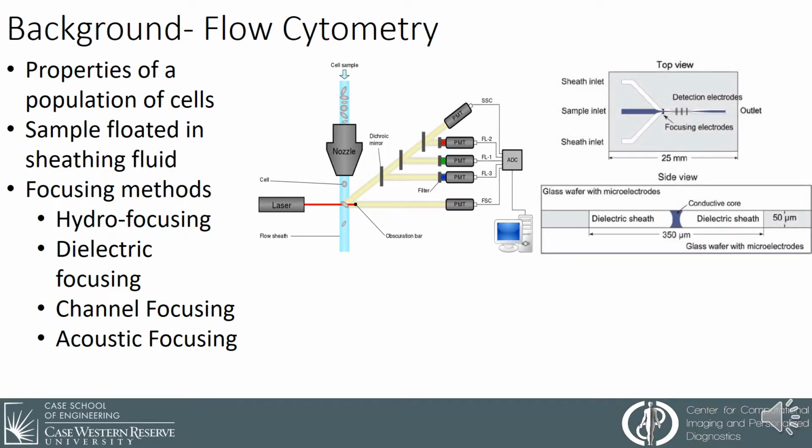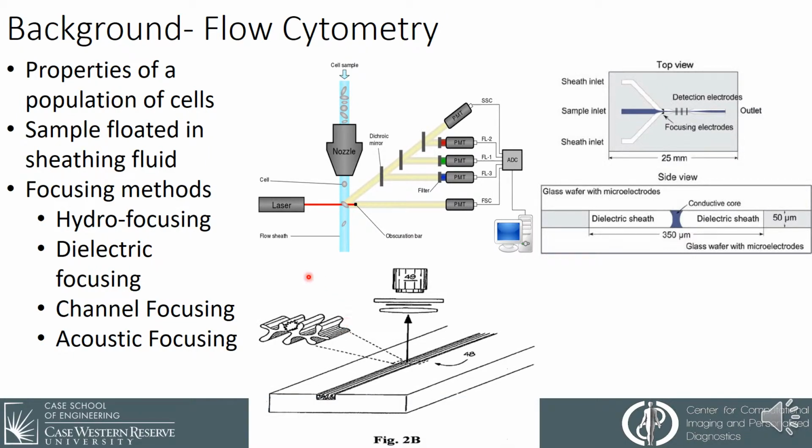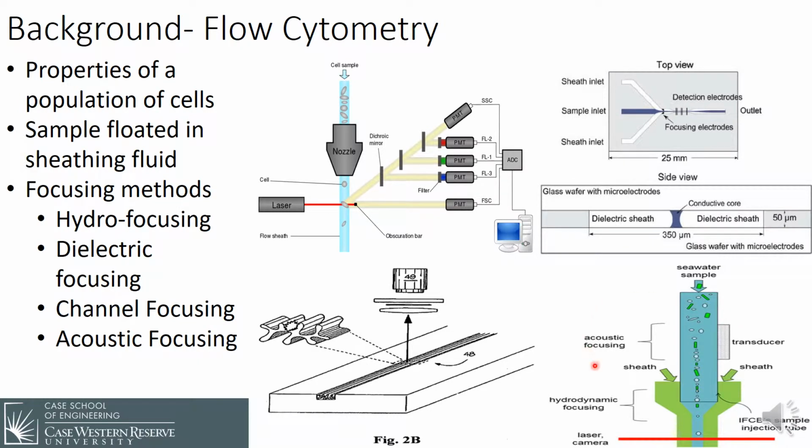Another method utilizes electrical fields in order to move the cell samples and ensure that they are maintained at the center of the flow. Another method utilizes machine channels. These are, of course, microchannels to guide the cells past the laser in a single file line. And the final method utilizes an auditory transducer in order to shift the cells into a straight line. However, a limitation of all of these methods is the need of a sheathing fluid to ensure the flow.